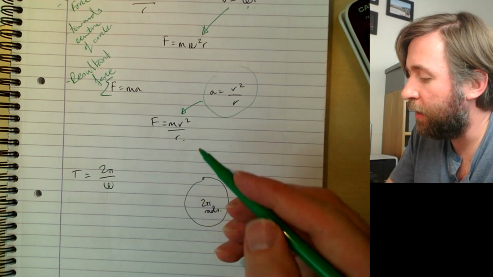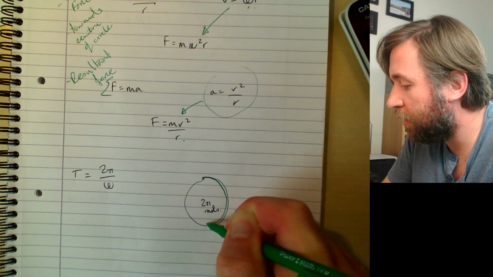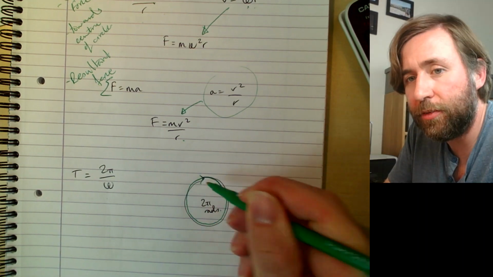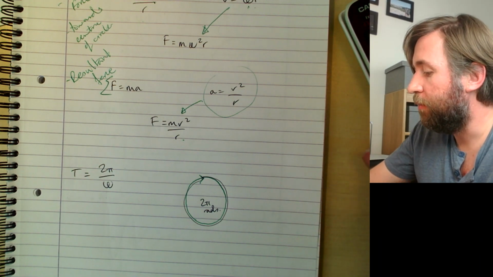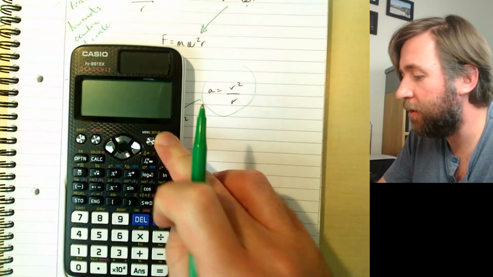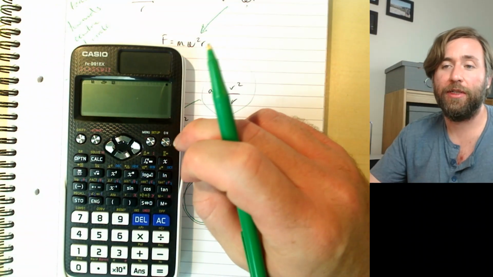Right, now 2 pi is the number of radians in a complete circle. Most of you will have no issues with that at all. It's equivalent to 360 degrees. And I just want to say, make sure that you have your calculator set up in radians mode.